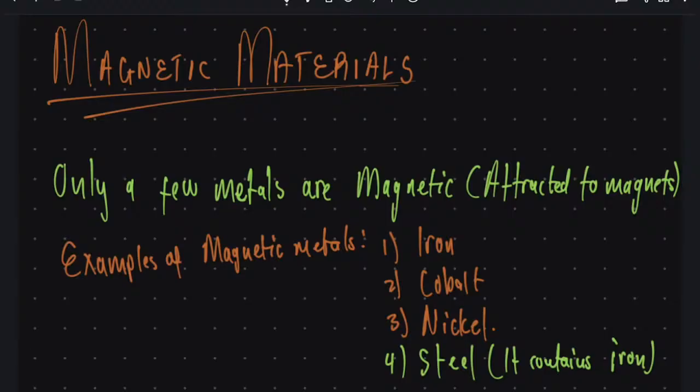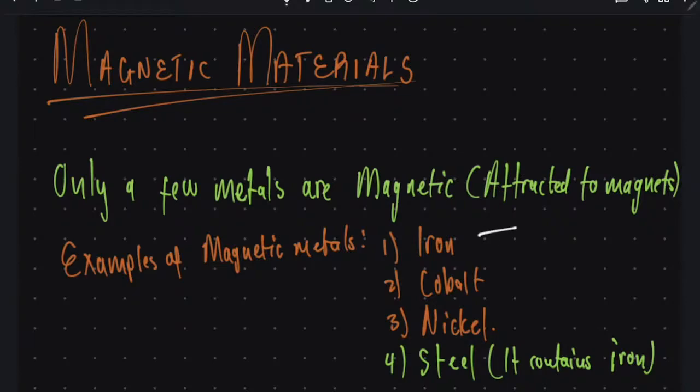Whether you spin it and spin it and spin it, that doesn't change anything. It's always attracted to a magnet. Period. There's no other definition. I don't want to hear it. Magnetic materials are materials that are only attracted to magnets. They cannot be repelled from magnets.